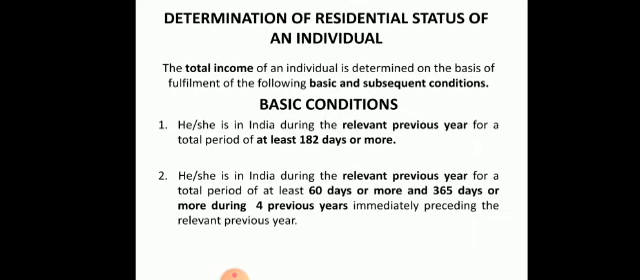It means during the relevant previous year, he should have stayed at least 60 days or more, and subsequently 365 days or more during the 4 previous years immediately preceding the relevant previous year. These are the two basic conditions that have to be fulfilled as an individual.